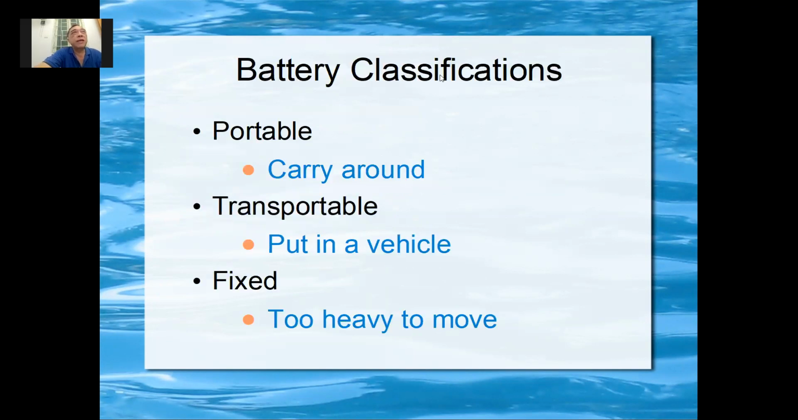This is my own classification. I classify them as portable, which you can carry around. Transportable means you can put it in a vehicle and drive around. And then a fixed one is because it's too heavy, you normally don't want to move it around. Just fix it in one location.